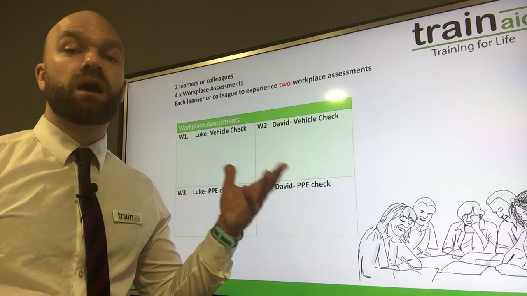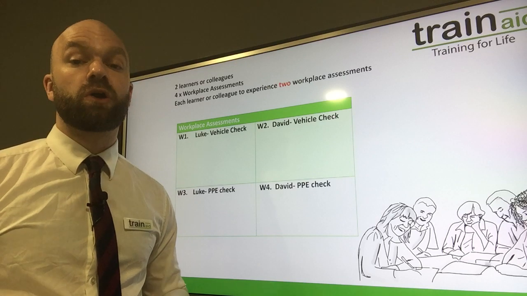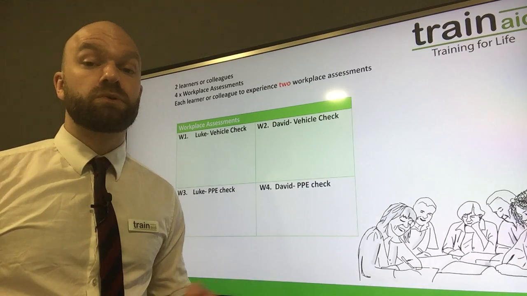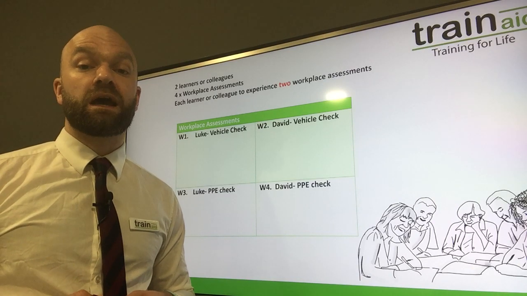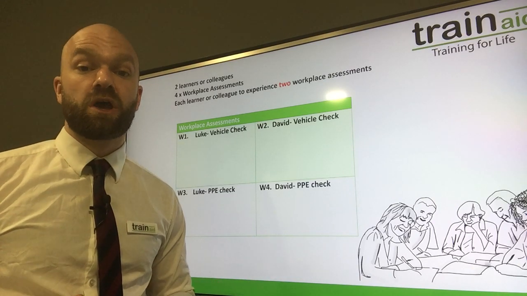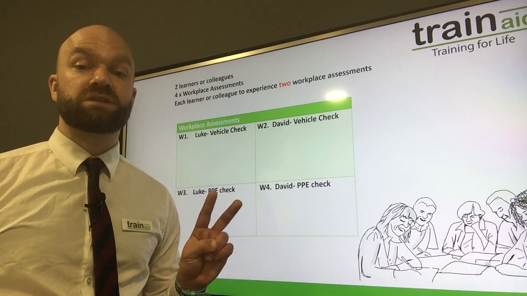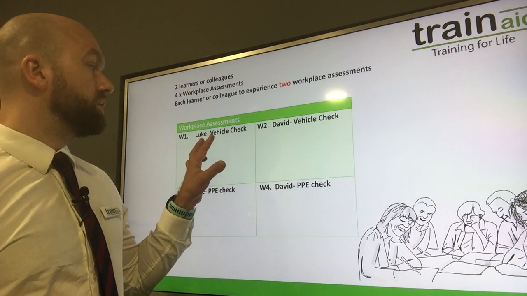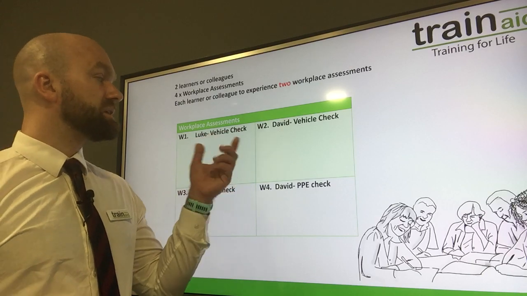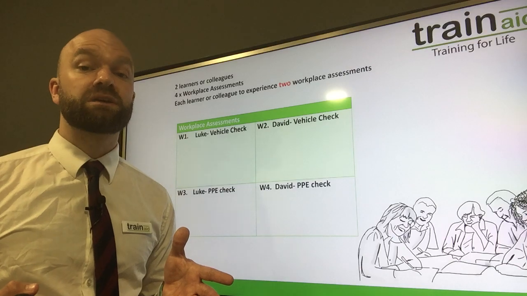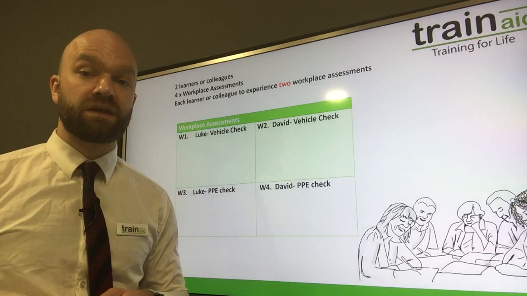Now behind me, this is an observation table. For this example, I'm looking at a risk assessment of a vehicle. My first 2 assessments are for learners Luke and David, and they are each going to experience a vehicle check within their workplace.